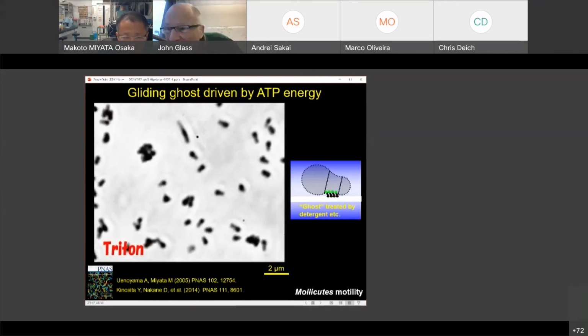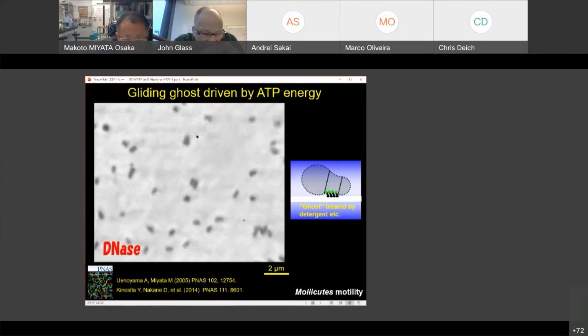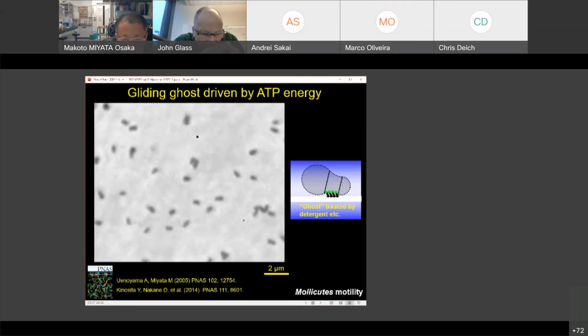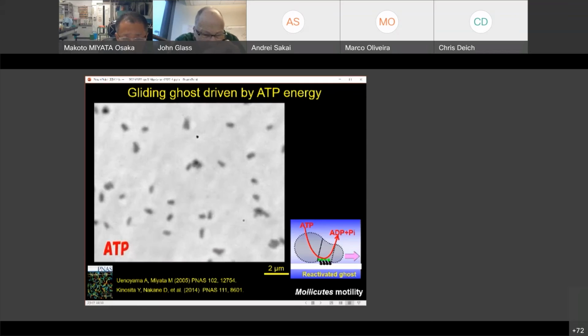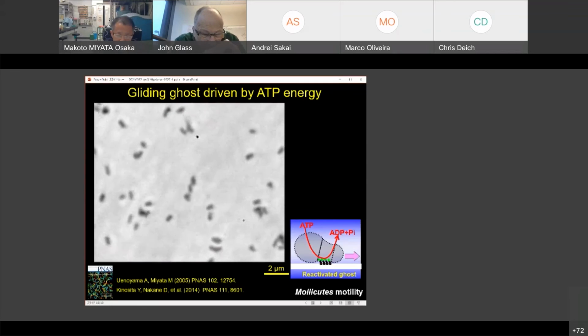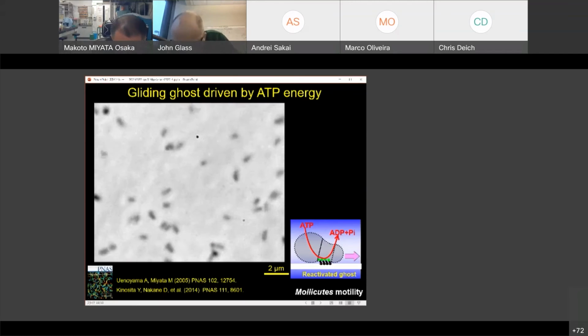So then we put Triton. Triton damages the cell membrane immediately. It stops the cells, keeping the cells on the glass. So then we remove the nucleic acids because they inhibit the gliding, working as strings. Then we put ATP. In just 5 seconds, they started the normal gliding motility with normal speed. So we are now trying this one.